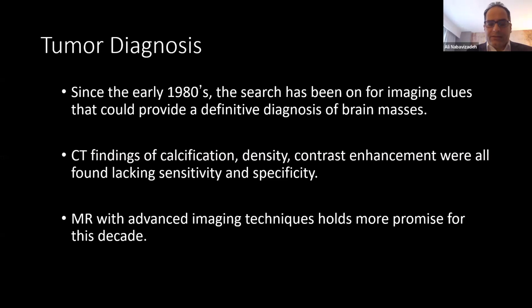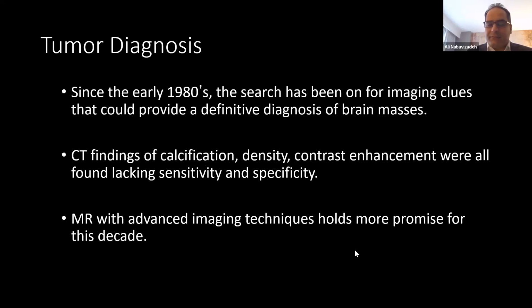And just to summarize where we have been and what technologies we have been using in the past couple of decades, since the early 80s, there has been a search for imaging techniques that could provide a definitive diagnosis of brain masses, and CT was the first imaging modality used. CT can very well show us findings such as calcification, the density of the mass, and contrast enhancement. But the problem is that it lacks sensitivity and specificity.